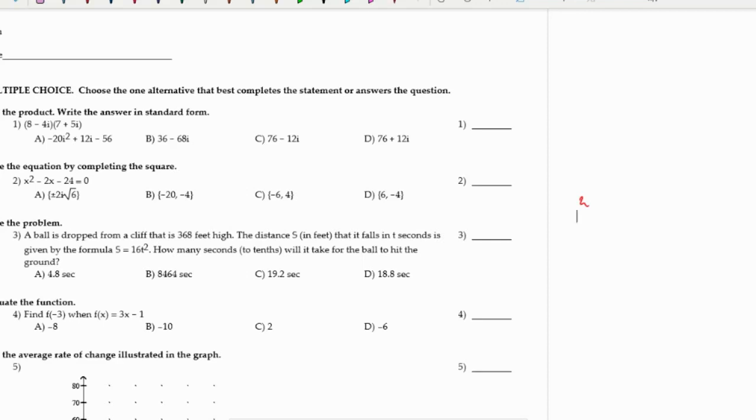Hello, guys. So today we're going to go over the final exam review. I know some of you guys want to get an early start, so I'm going to do this right now.